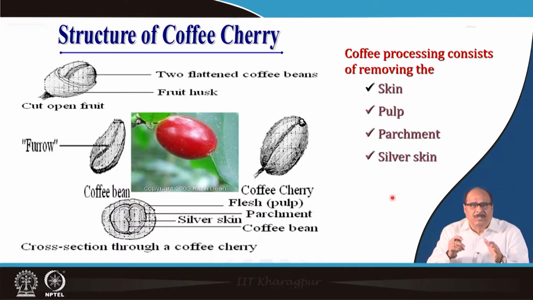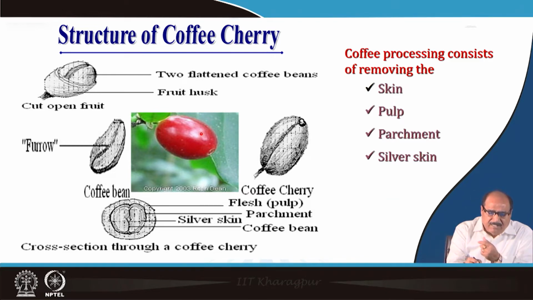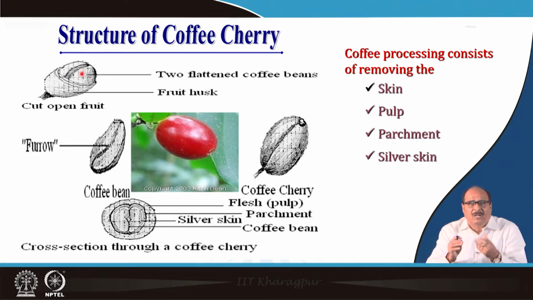Please have a look at this structure of the coffee cherry. Normally it is deep yellow or red when it is ripe. If you cut open the fruit, you will see that the outer side is a fruit husk, and inside the husk there are two flattened coffee beans or cotyledons, which are the actually valuable source of the coffee beverage, that is coffee powder.